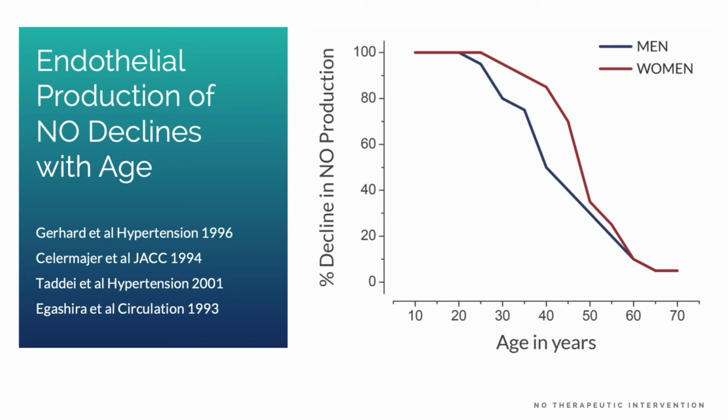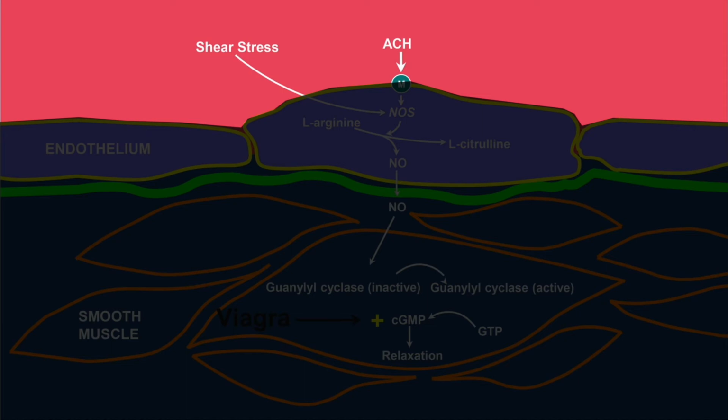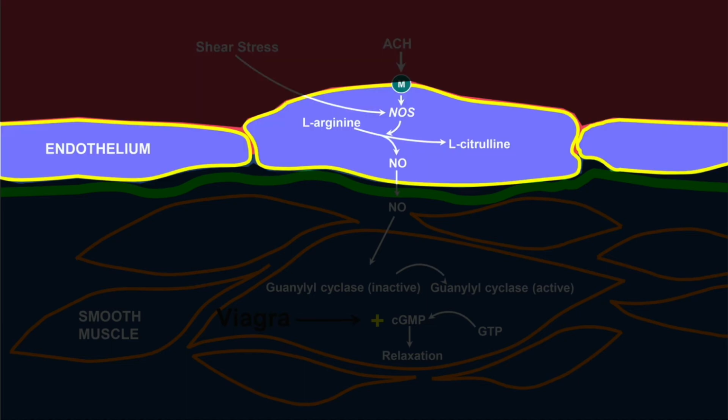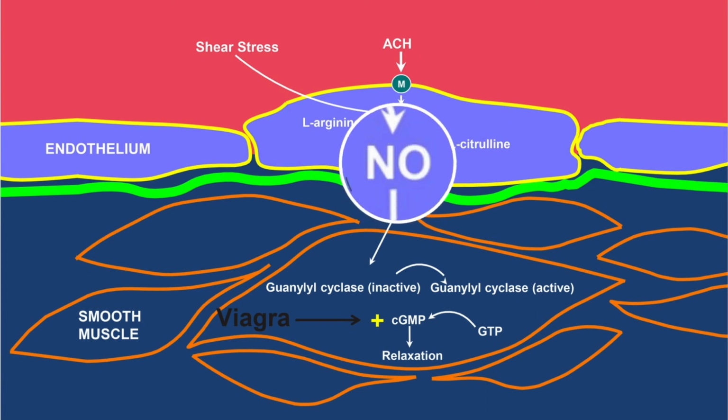And obviously, 40-year-olds don't perform as well as they did when they were in their 20s, whether it's in the boardroom, the bedroom, or on the athletic field. And this should give you an appreciation for how this works. This would be the lumen of the blood vessel. This is the single layer of endothelial cells that line all blood vessels throughout the body. But in a normal, healthy individual, when we begin to exercise, this causes shear stress and turns this enzyme on. It converts arginine to nitric oxide.